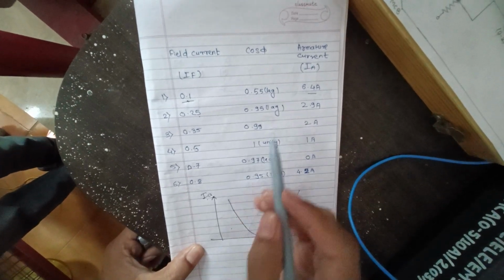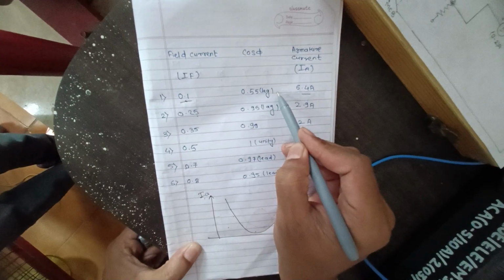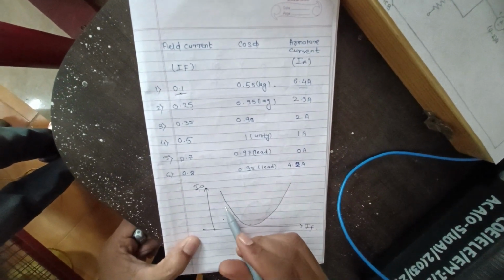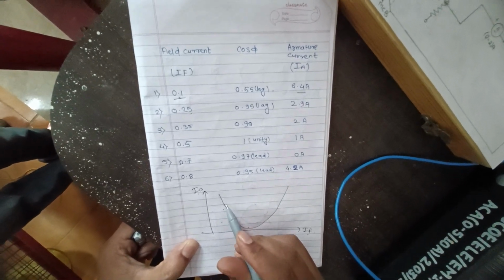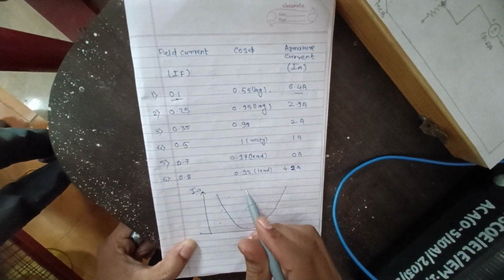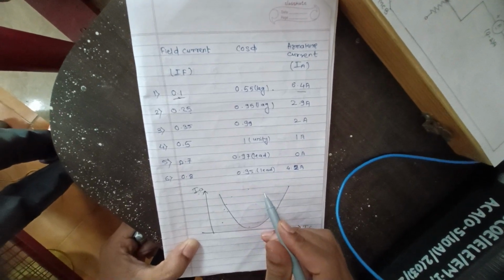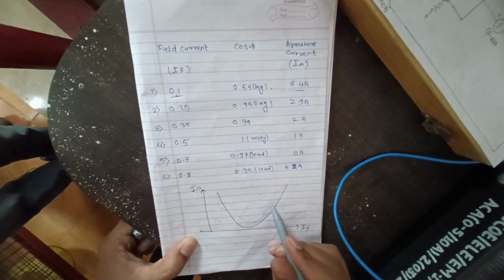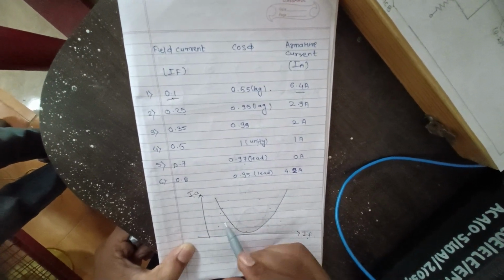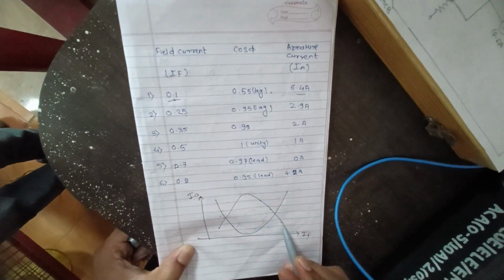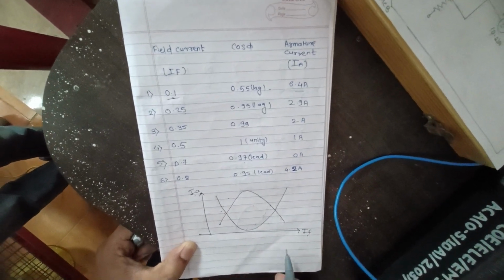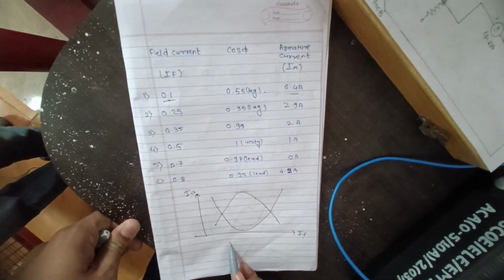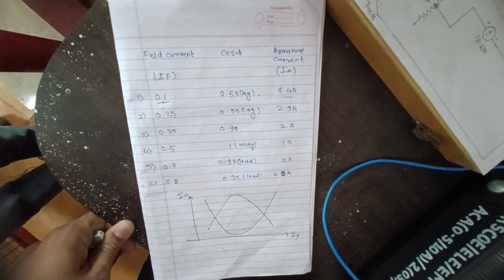Now the inverted V curve: initially the power factor is lagging, now it is 0.5 lagging, then it increases to 0.95, 0.99, then unity power factor, and again it reduces from unity to 0.97 leading, 0.95. In that way your graph of the inverted V curve is there. So by using this experimental analysis we proved the graph of the V and inverted V curve.